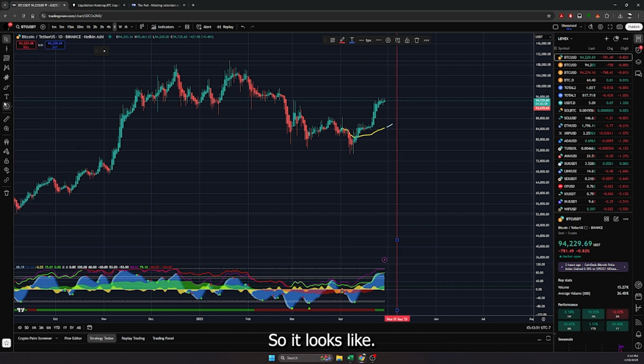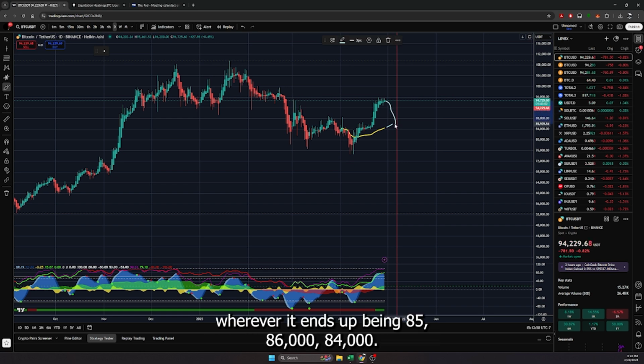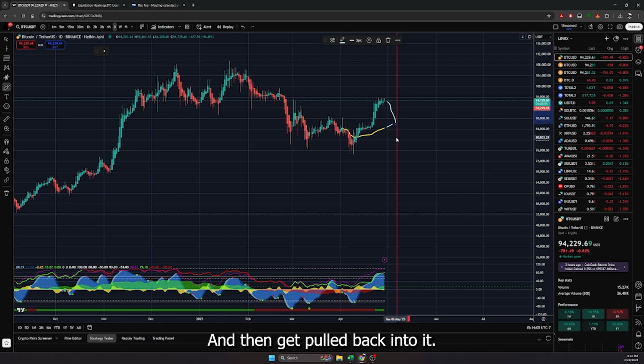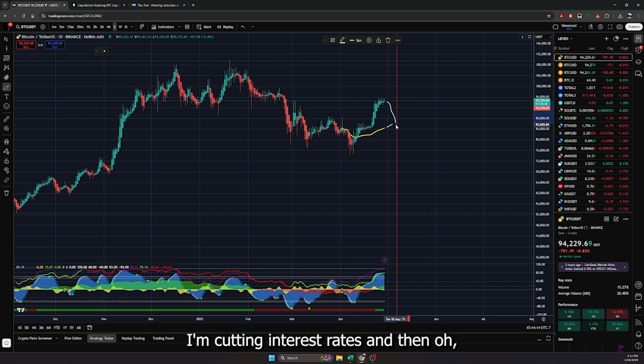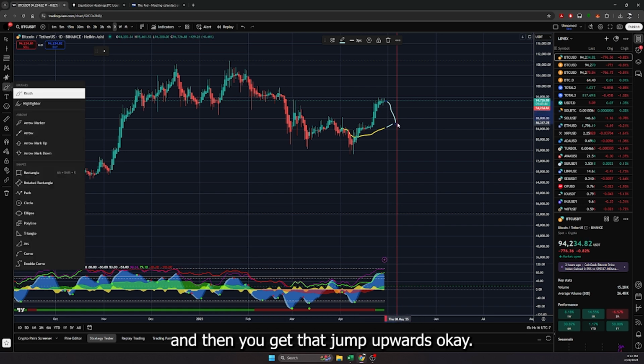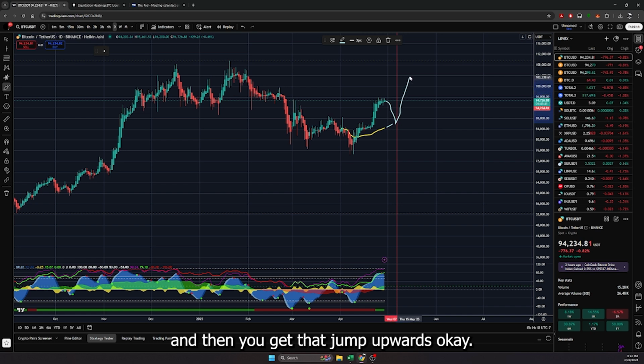So it looks like you come down here, you bop off that anchored VWAP, wherever it ends up being, 85, 86,000, 84,000, somewhere around there. You can overshoot it and then get pulled back into it. You can overshoot it and just die, or you bounce off it because Jerome Powell says, hey, guess what? I'm cutting interest rates. And then you get that jump upwards, okay? So that's what it looks like for May.